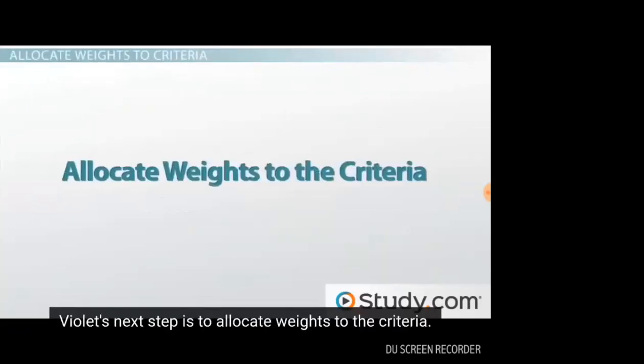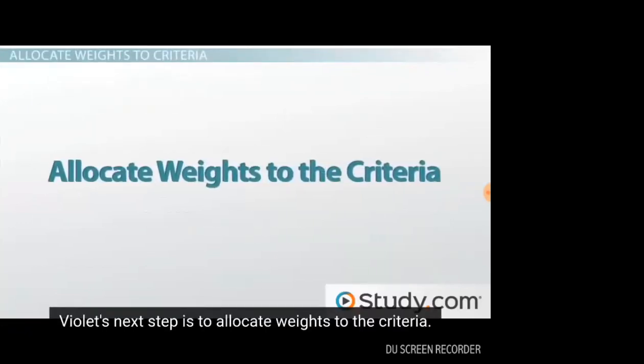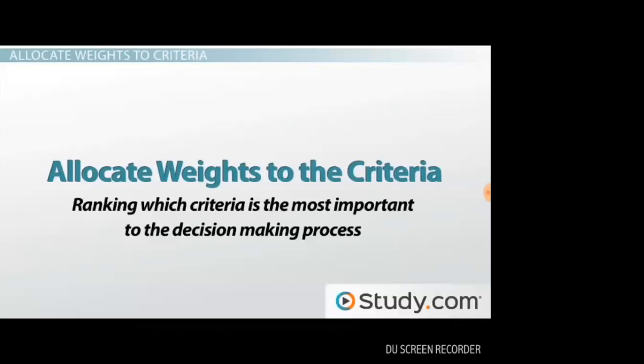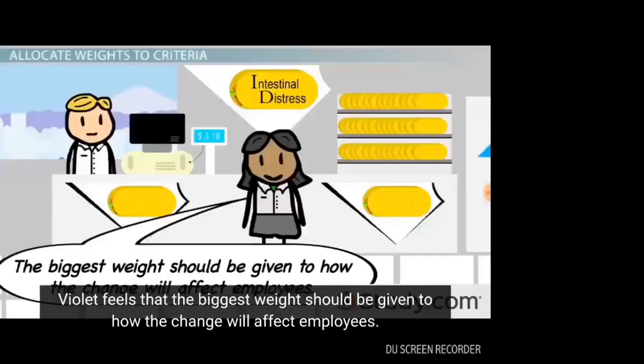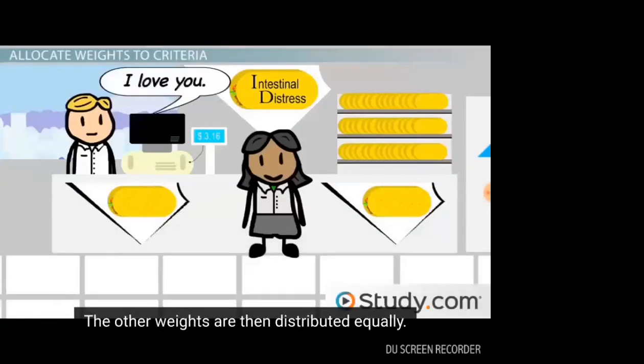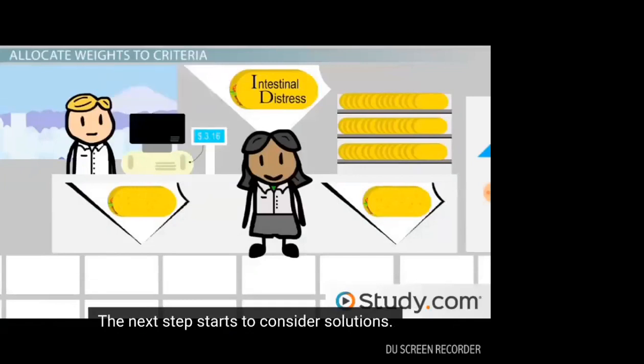Violet's next step is to allocate weight to the criteria. This means ranking which criteria is the most important to the decision-making process. Violet feels that the biggest weight should be given to how the change will affect employees. The other weights are then distributed equally. The next step starts to consider solutions.